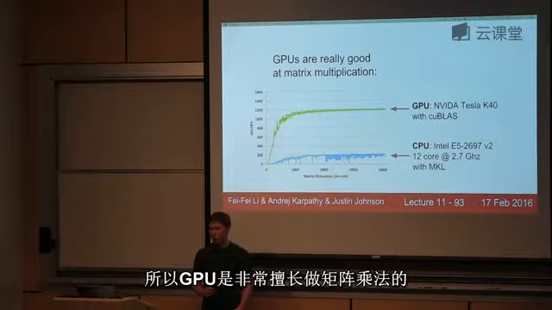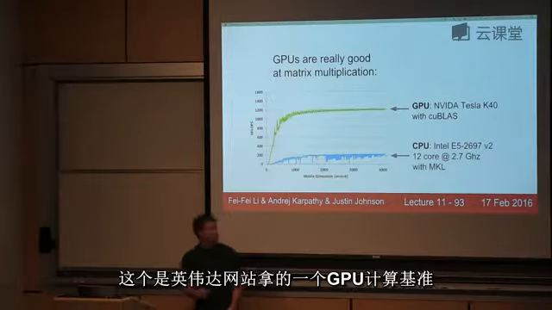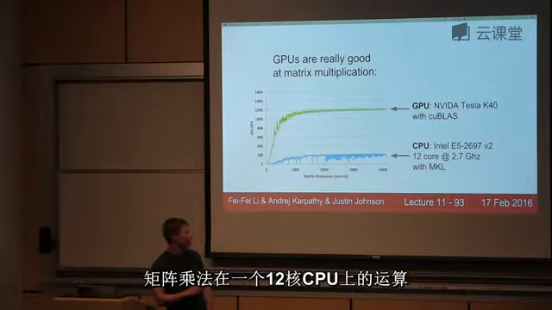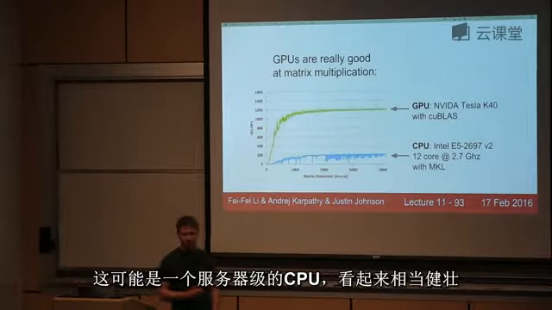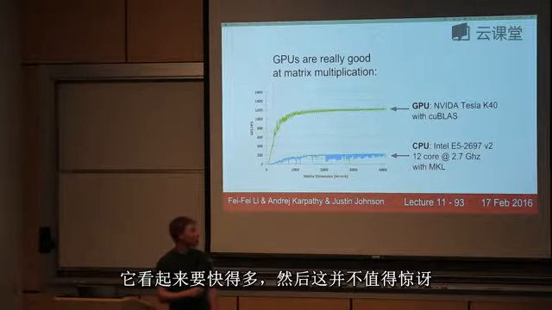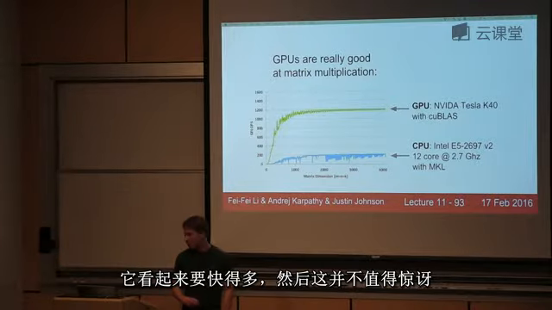Right, so one thing that GPUs are really, really good at is matrix multiplication. So here's a benchmark. This is from NVIDIA's website, so it's a little bit biased. But this is showing matrix multiplication time as a function of matrix size on a pretty beefy CPU. This is a 12-core guy that would live in a server, so that's quite a healthy CPU. And this is running the same size matrix multiply on a Tesla K40, which is a pretty beefy GPU. And it's much faster. That's no big surprise, right?